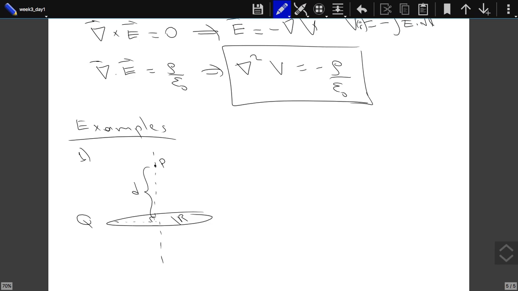So shall we use Cartesian coordinates, spherical coordinates, cylindrical coordinates? Cylindrical, okay. Well, we will not be using any one of them, in fact.